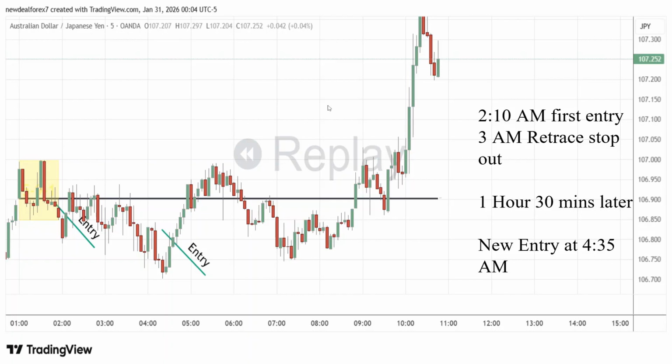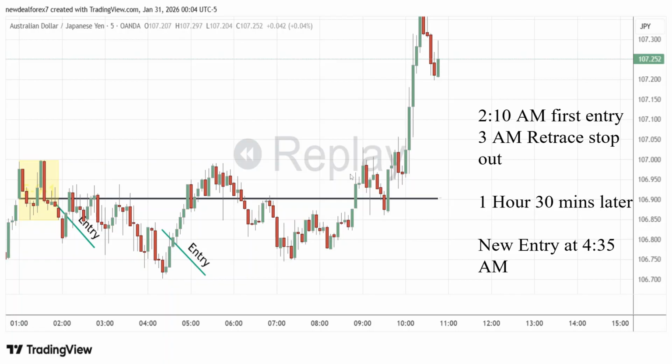Here's one more example of a stop out rule. This one's a better one, where this red candle created the low. It went up, simple railroad tracks. But then price came back. So the first entry would have been at 2:10 a.m. But we got stopped out around 3. So about an hour and a half later at 4:35 a.m., a new low did form right here. Green candle closed above it, and then we're just off to the races.